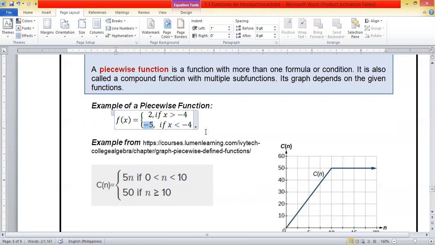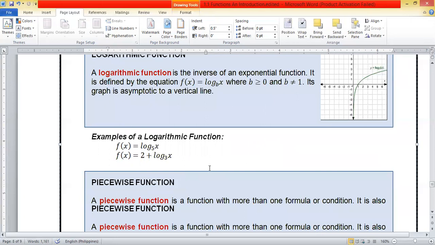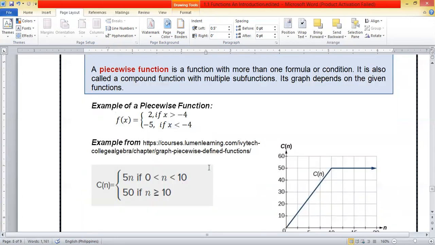What if the value of x is negative 4? What's the value of your y? The condition only states greater than negative 4 or less than negative 4. Thus, if the value of our x is negative 4, then no condition will suffice the statement. So your y is undefined.